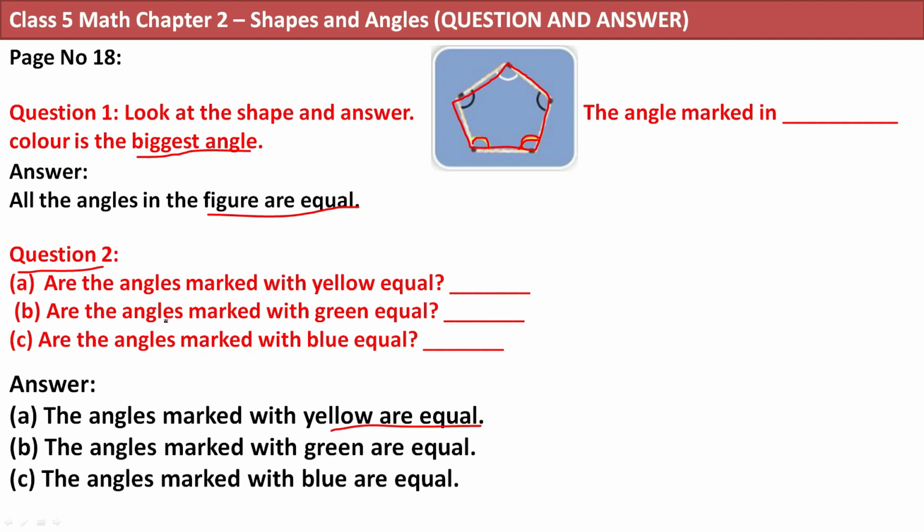Are the angles marked with green equal? The angles marked with green are equal only. The angles marked with blue are also equal only. So all the angles in the pentagon are equal.